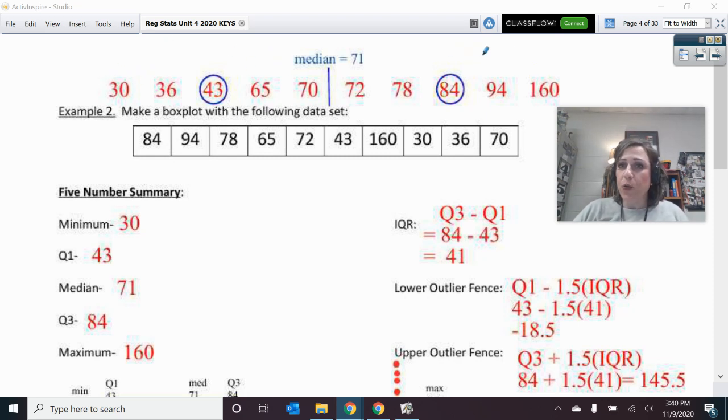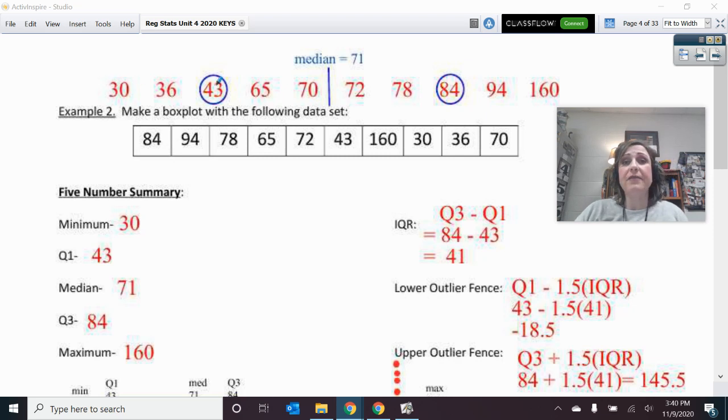So I put all the numbers in order, and then since there were 10 pieces of data, I split it in half, 5 and 5. That put the median in between 70 and 72. So it was the average of them: add them and divide by 2. So that median was a 71.